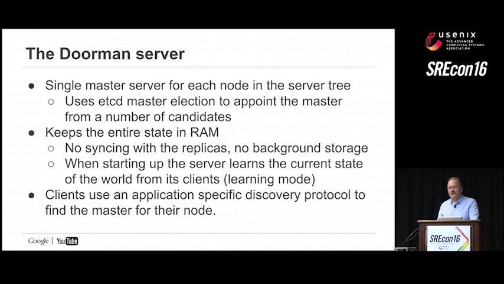For the Doorman server, you need at least one server obviously, but that's not very reliable, so you want 3 or 5, whatever you want. The Doorman server keeps its entire state in RAM. There is no exchange of information with the replicas in the same node, and there's also no backing store. This makes coding the Doorman server really easy, because you don't have to deal with any replication state. However, if the Doorman server crashes and restarts, or for some other reason you appoint another master in the group, it knows nothing about the world.